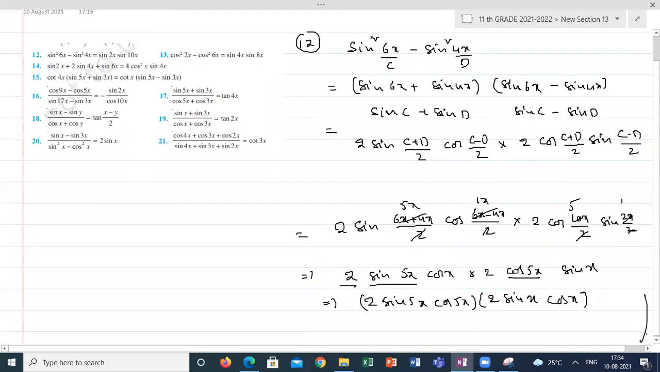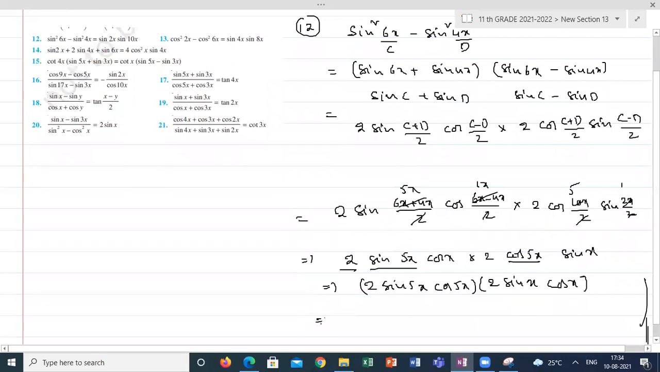So what is this meaning? This is looking like the sin 2x formula. This is theta, this is theta 1, this is theta 2, this is theta 2. So this is sin 2 theta, that is sin 10x, into this is also sin 2 theta 2, that is sin 2x. So the final expression is sin 10x into sin 2x.